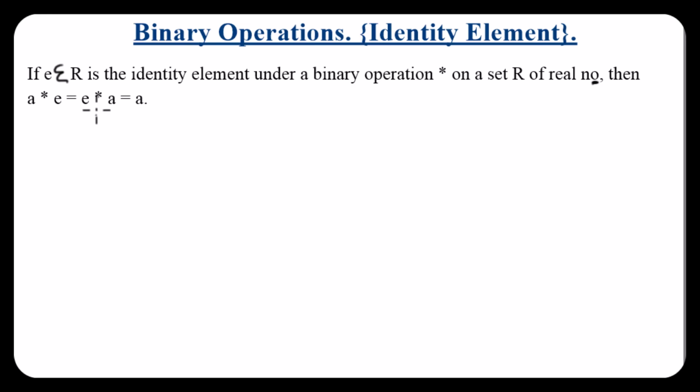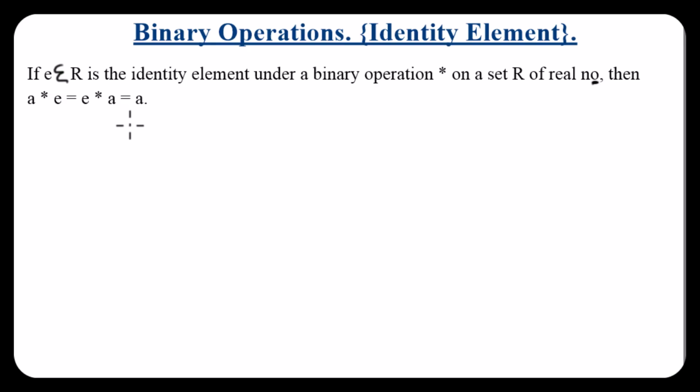So we're told that if E, being an element of real numbers, is the identity element under a binary operation star on a set R of real numbers, then A star E equals E star A equals A. So basically what this is saying is, what do we need to combine to A underneath the operation, whether A star E or E star A, that gives us A exactly.